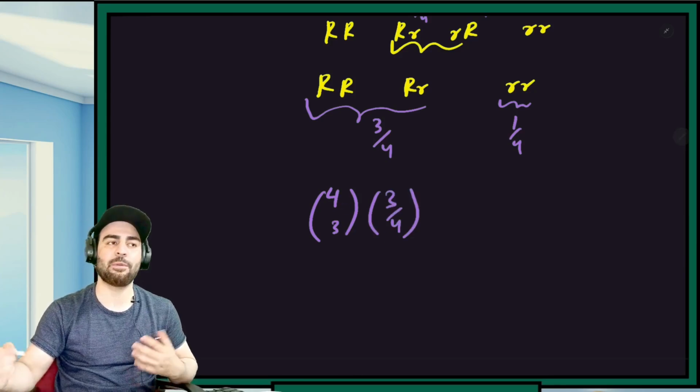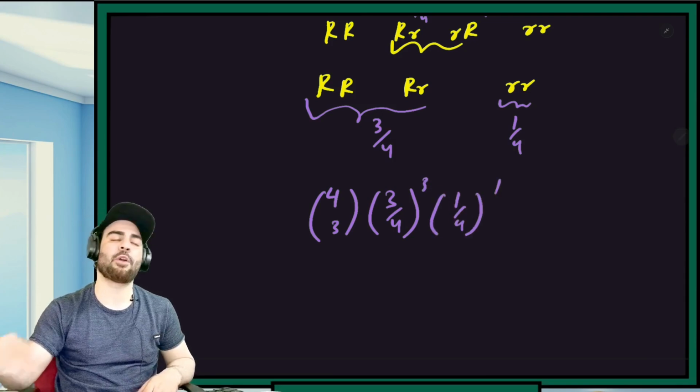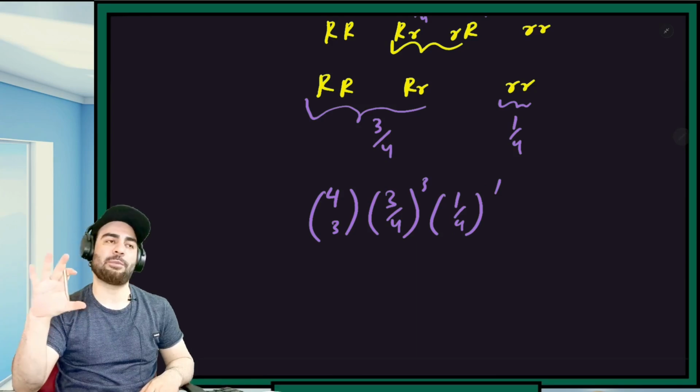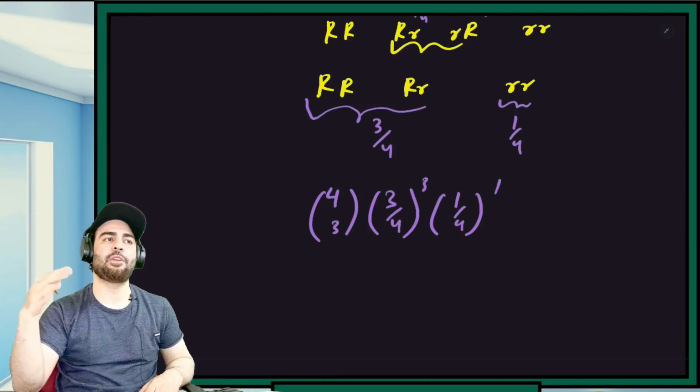So for how many people do we want to succeed? For 3 out of 4. Then for 1 we want the failure, because this problem can again be modeled by using binomial probability. So 4 basically means 4 trials, 3 means 3 successes, and the probability of success is 3/4.